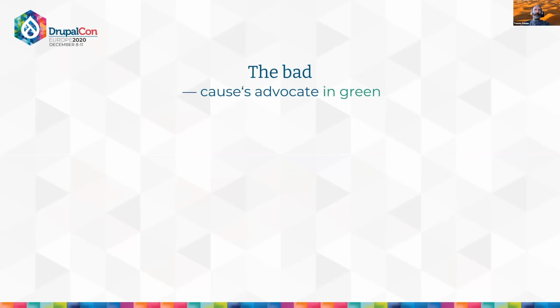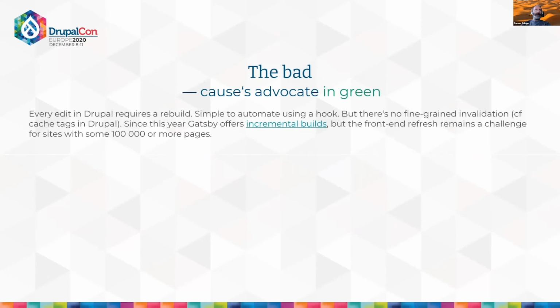What are the disadvantages or drawbacks? Every edit in Drupal requires a rebuild before it appears on the front end. It's simple to automate. It can happen immediately, but it takes time before it's built. The trigger is immediate, but the build not. There's no fine-grained invalidation like cache tags.